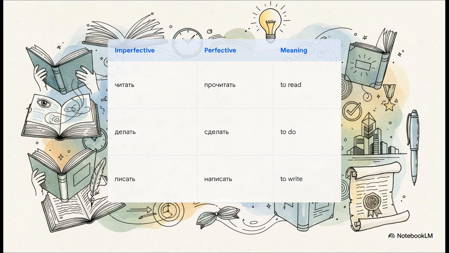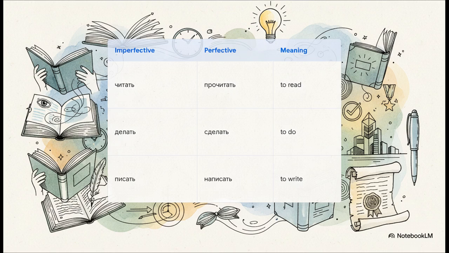First up, the verb to read. The imperfective, the process of reading, is chitać. Now you try. And the perfective, the completed result, is prachitać. Excellent. Okay, next, to do. The process is делать, and the result, something you've done, is сделать. Fantastic. And last one, to write. The process of writing is писать, and the finished completed result is написать.